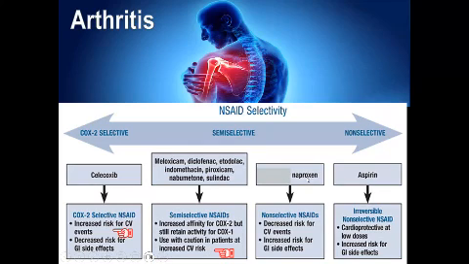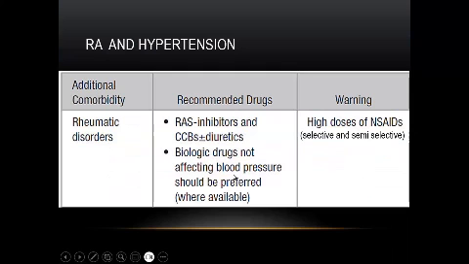But what is relatively safe among NSAIDs in cardiac disease is naproxen, because it's a non-selective NSAID and it has no increase in the risk of cardiovascular events. They can even decrease the cardiovascular events. Of course, a low dose of aspirin can produce significant cardiac protection in an indicated patient. So this is how you have to modify your arthritis drugs when the patient has cardiovascular disease.